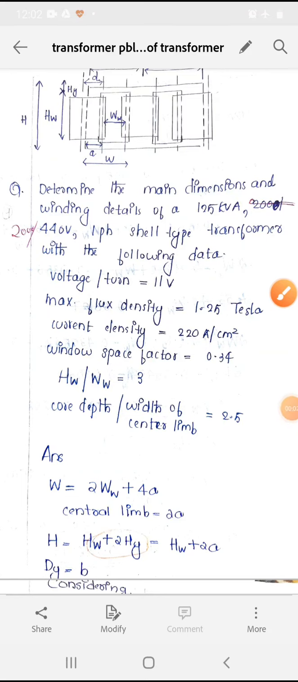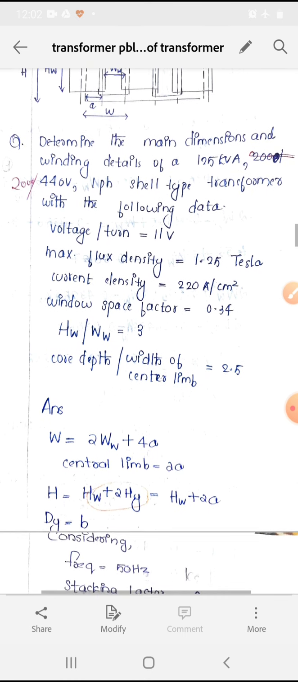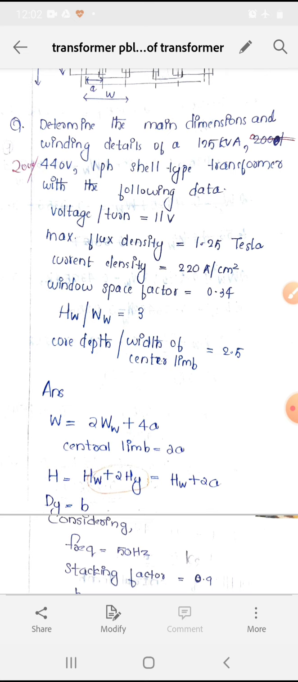Next question is, determine the main dimensions and winding details of a 125 kVA, 2000/440 volt, single phase shell type transformer with the following data. Voltage per turn is given, maximum flux density is given, current density, window space factor is also given. The hint is given as HW by WW is equal to 3, and also core depth to width of center limb is given as 2.5. So this problem is to find the main dimensions of a single phase shell type transformer.